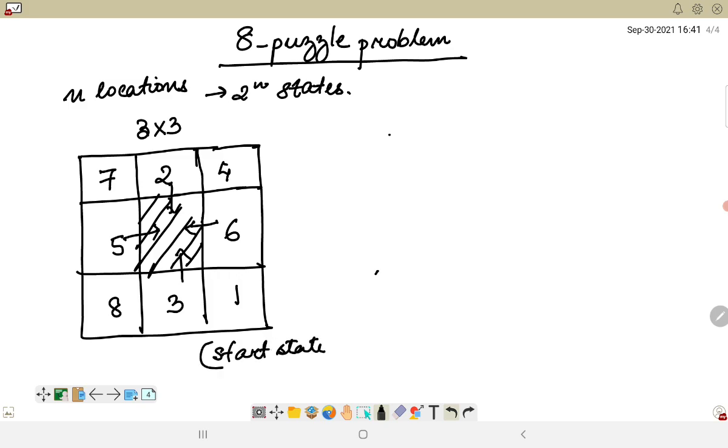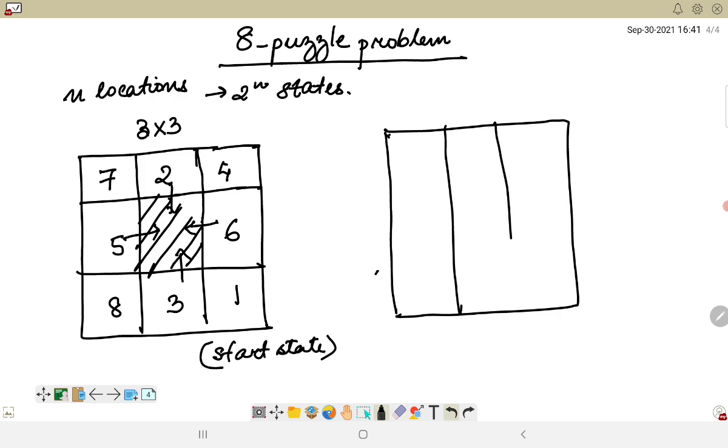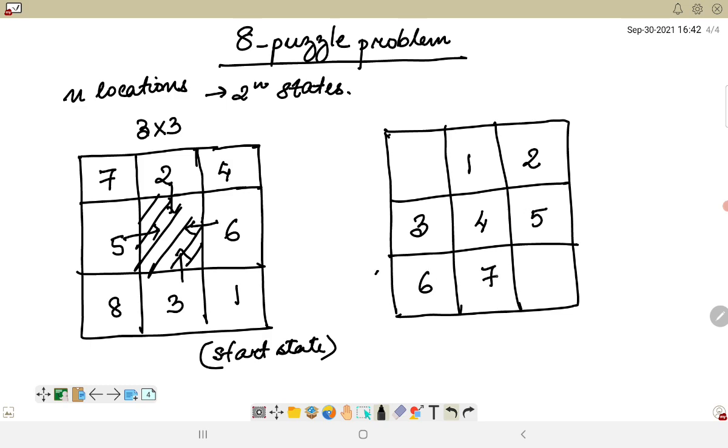and the primary goal state would be to reach a situation of this particular environment in which it is represented like this: 1 2 3 4 5 6 7 and 8, right? So it has to be represented in a very synchronized manner. So this is your goal state. Now I'm sure the entire 8 puzzle problem is understood.